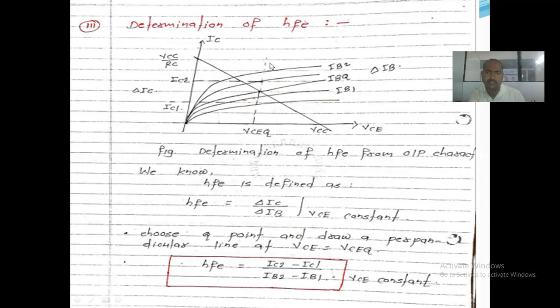At the same time, these two indicate your currents with respect to that line. So this is the current at the upper point IC2 and the lower point IC1, giving IC2 minus IC1. And for the input current, we use the upper point current. This current is IB2 and this current is IB1, so it is IB2 minus IB1, with the VC value taken as constant.